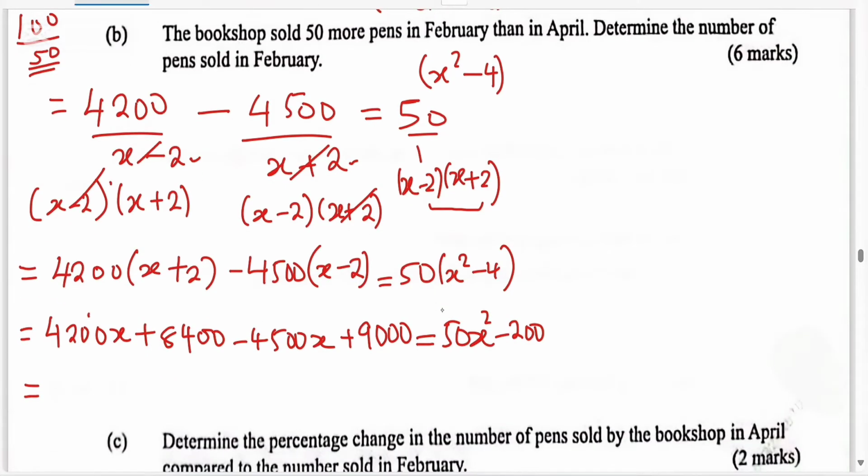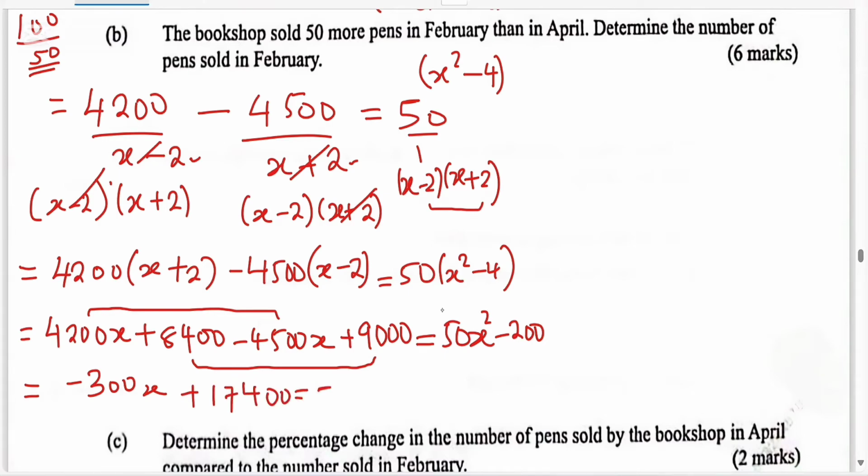Your like terms here for x are these, so 4200x minus 4500x is negative 300x, and this one here, 8400 plus 9000 is 17400, equal to 50x squared minus 200. So your expression should always be in the form of ax squared plus bx plus c. Therefore, this one is a quadratic equation.